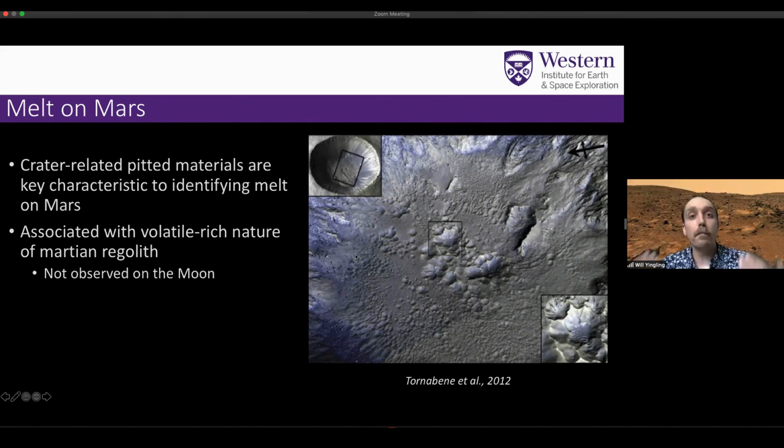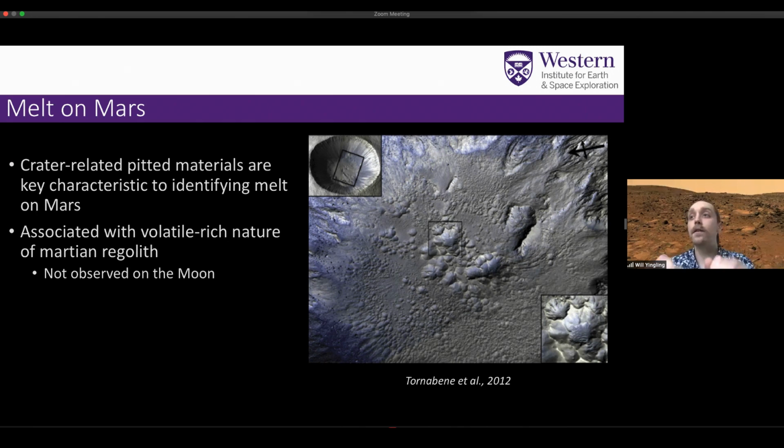So for Mars, how do we categorize melt? Since Mars has an atmosphere and it's dusty, we need another characteristic to help identify melt. So what we can use is crater-related pitted materials, which are quasi-circular depressions that occur in dense clusters with also subtle raised rims. And the melt that these are found in often occurs at topographic lows as well.